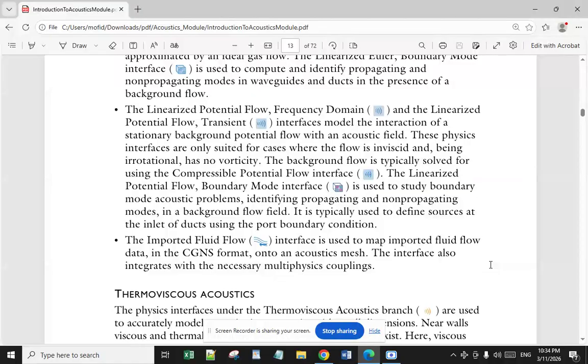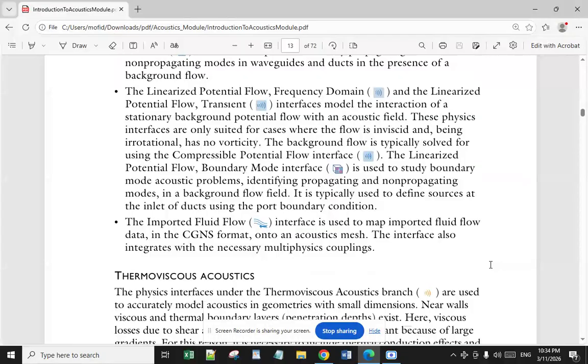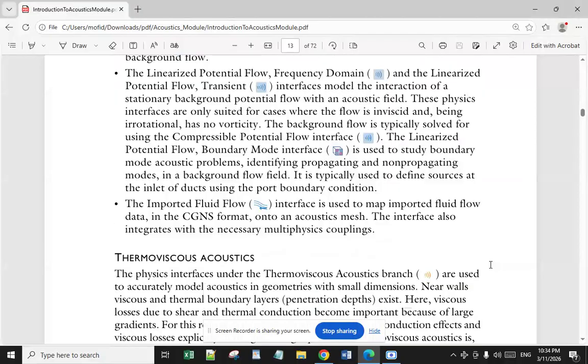The linearized potential flow boundary mode interface is used to study boundary mode acoustic problems, identifying propagating and non-propagating modes in a background flow field. It is typically used to define sources at the inlet of ducts using the port boundary condition.